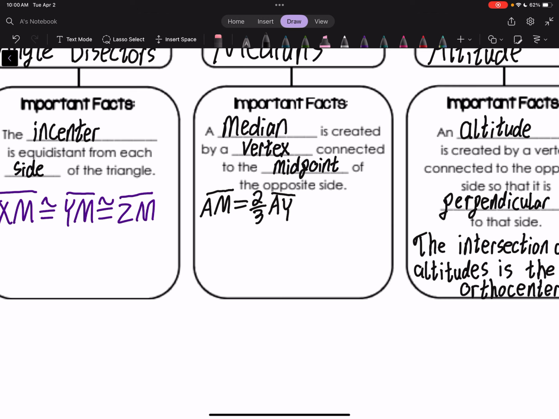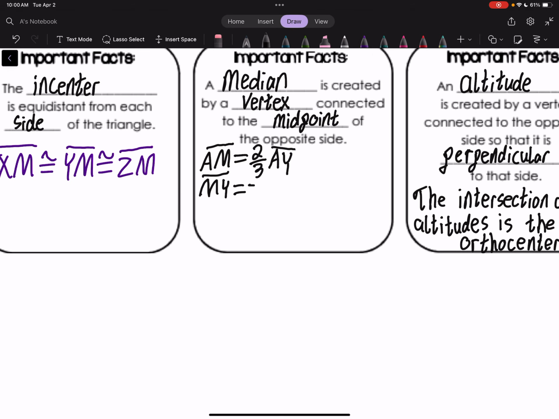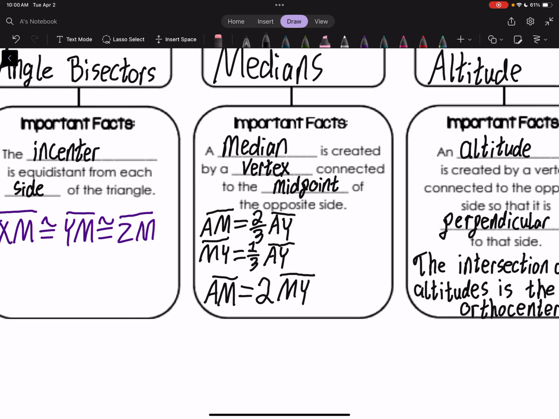The second one, MY, which is the little piece here, is 1/3 of AY. Which makes sense because if AM is going to be 2/3, the last remaining portion has to be 1/3 of it. The last one you have to know, AM is equal to 2 MYs. Okay, those are three you need to know.